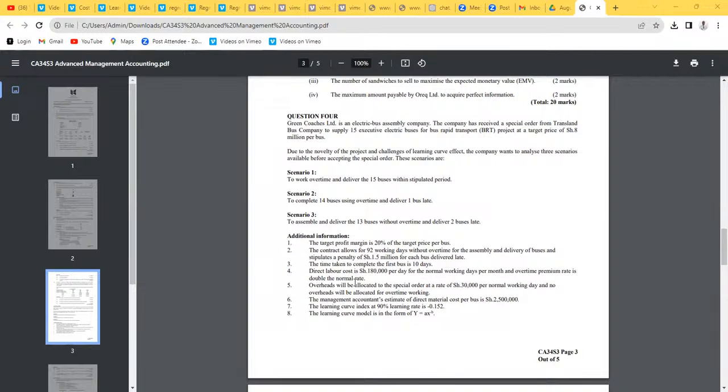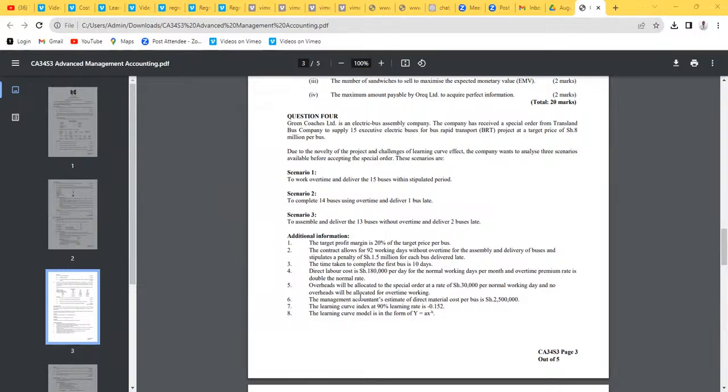double the normal rate. Overheads will be allocated to the special order at the rate of 30 shillings per normal working day, and no overheads will be allocated for overtime working. The management accountant's estimate of direct material cost per bus is 2.5 million. The learning curve index is 90%. That is, learning rate is negative 0.152. I think that figure is now familiar.